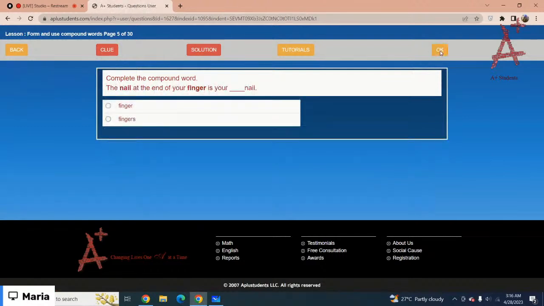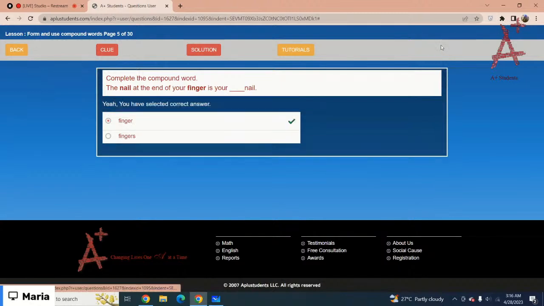Yes, we are on test of the chapter compound. We are working on the chapter compound words, and the lesson we are working on is form and use compound words. Yes, we are doing test. The nail at the end of your finger is your fingernail. So that is the fingernail.